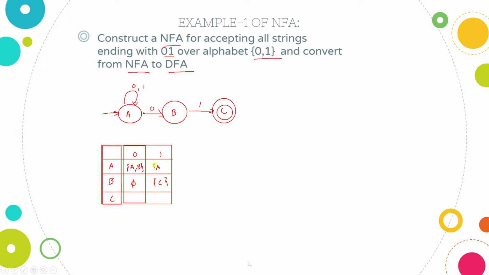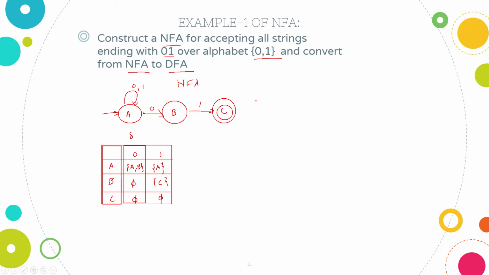Okay, so in NFA you have to write it as a set of states. You don't write it just as a single state, you write it as a set of states. And what about C? Nothing is mentioned, right? Even if you get a 0 or 1. So let's write it as null set, that is empty set. Okay, so now this is the transition table delta for NFA. So this is our NFA.